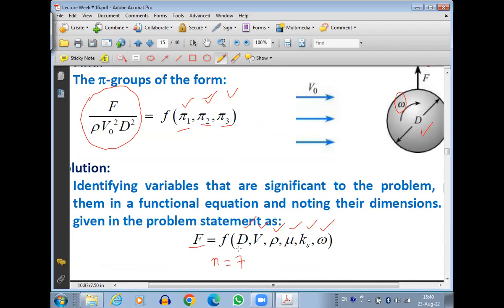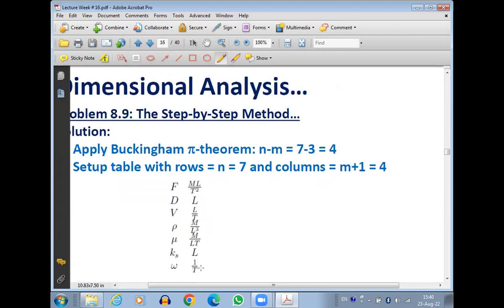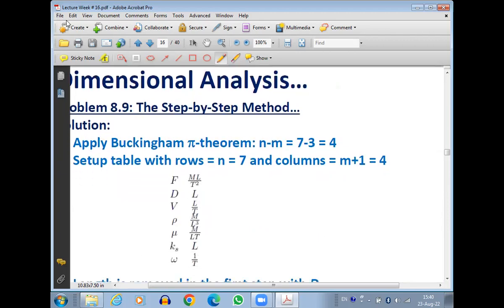So force is a function of diameter, velocity, density, viscosity, roughness, and angular velocity. Angular velocity is of the ball, velocity is of the air across it. If I just count them, 1, 2, 3, 4, 5, 6, 7. So the total number of variables is 7. That's the first step: how many variables are there? 7.